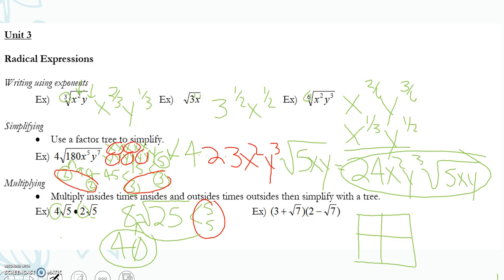So for the box, I put the first parenthesis up top. So 3 plus radical 7. And then I do 2, put the minus in front of the radical 7. Then I multiply to get what's inside the box.